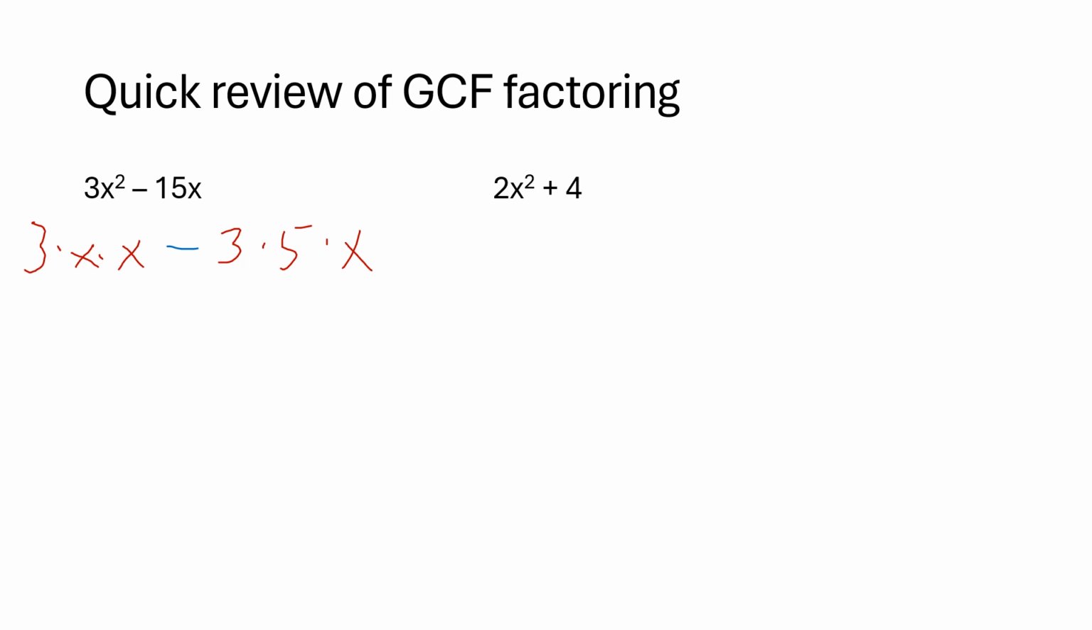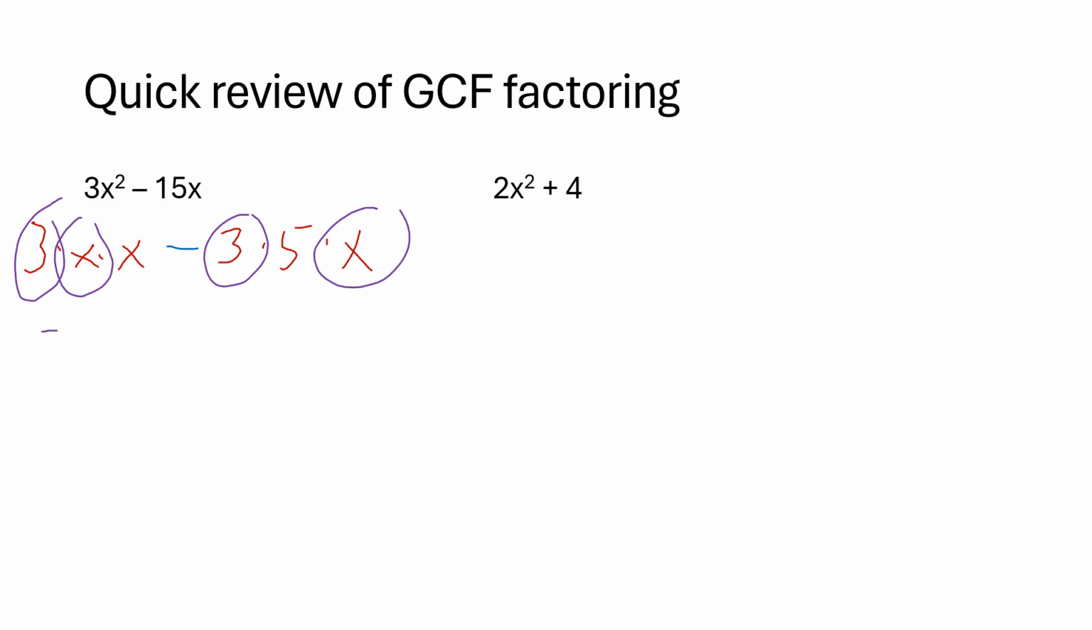So you can see, okay, we've got two groups. What do they have in common? And we see that they have a 3 in common. So we would say 3 is a common factor, but it's not the greatest common factor because they also have an x in common. And so the GCF here is actually 3x because that's the biggest thing they have in common.